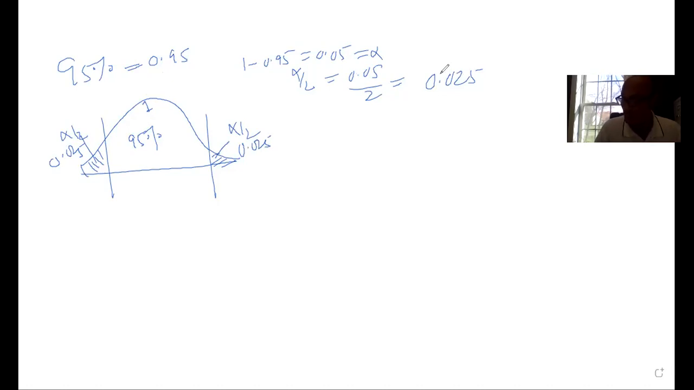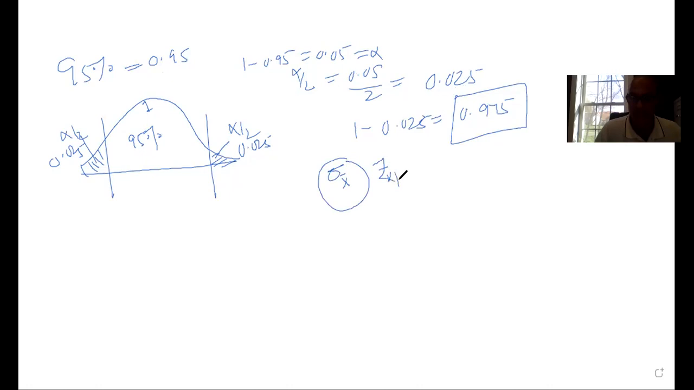Good. Once I have this, what I'm going to do is 1 minus 0.025, and that is 0.975. I'm looking for this 0.975. If we are given sigma or sigma x bar, in that case we are going to use the Z table, the Z score, Z alpha by 2, and that means we are going to take help of table A3. We are going to find this value in the table because this is your area. We are looking for this number.